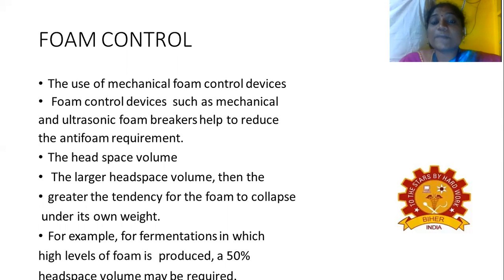The use of mechanical foam control devices. Foam control devices such as mechanical and ultrasonic foam breakers help to reduce the anti-foam requirement. So instead of using the anti-foaming agents, we can use mechanical or ultrasonic foam breakers to reduce the foam. Then the headspace volume: the larger the headspace volume, the greater the tendency for the foam to collapse under its own weight.